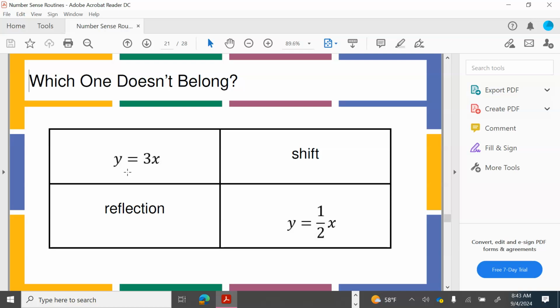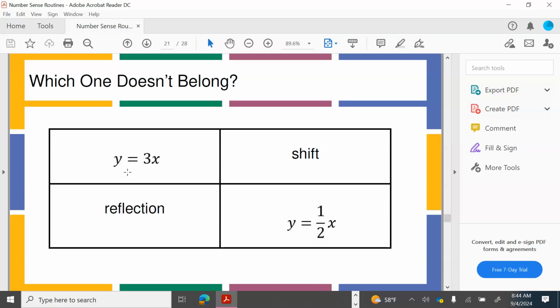I would say that shift is very similar, but obviously for a different reason. The reflection affects what part? The slope or the y intercept? The slope. So of these, is anything affecting the y intercept? The shift. So that's why that one doesn't belong. It's the only thing that's affecting the y intercept, okay? So we know these then have to deal with the slope.